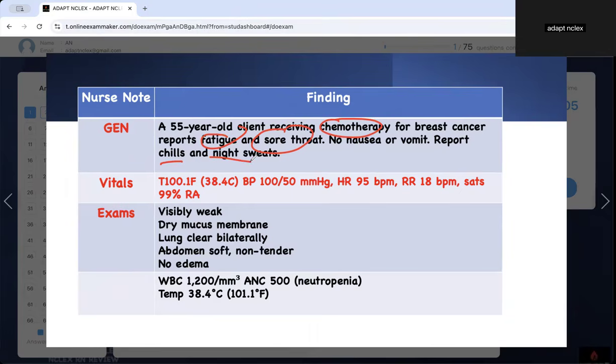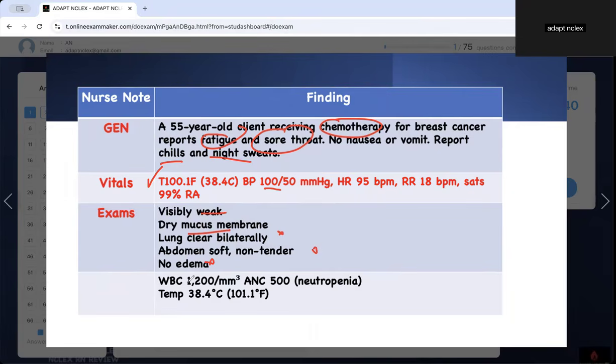Something should be ringing and saying, look, I need to come up with a diagnosis. Chemotherapy with these signs and symptoms means infection. Well, temperature confirms it. Blood pressure is dropping, right? I'm worried about it. And you look at him, visibly weak. He's getting septic. His mouth is dry. Dehydration. His lung is okay. His abdomen is okay. He has no edema.